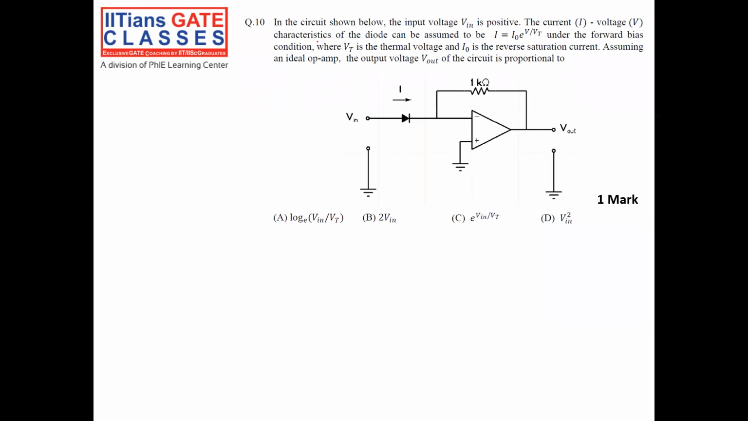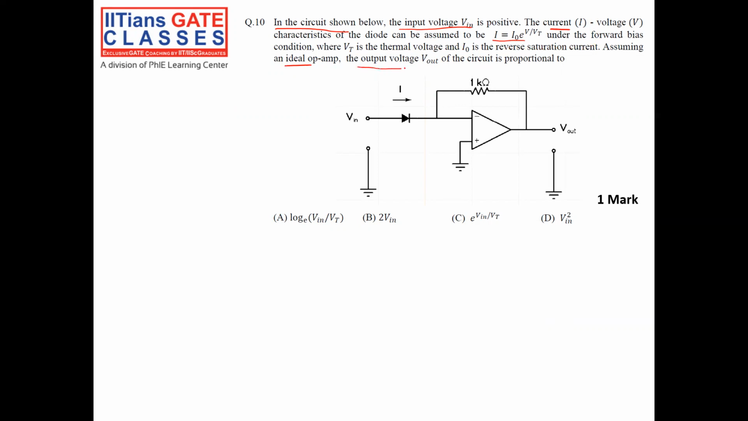So the first question is, in the circuit shown below, the input voltage V in is positive. The current-voltage characteristic of the diode can be assumed to be exponential, nothing but I is equal to I0 into exponential of V by Vt under the forward bias condition, where Vt is the thermal voltage and I0 is the reverse saturation current. Assume an ideal op-amp.